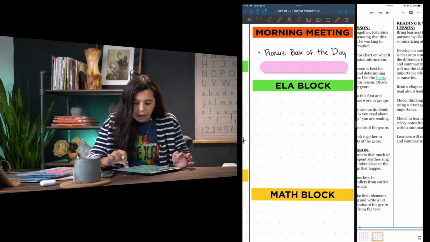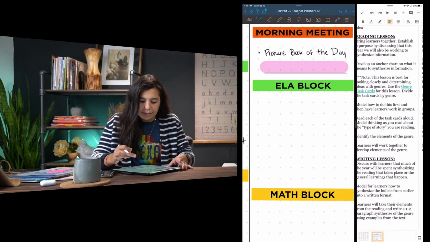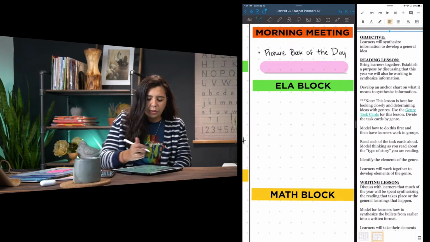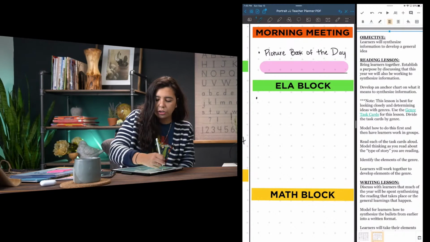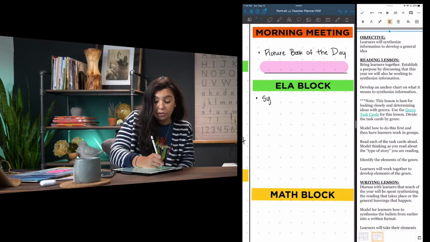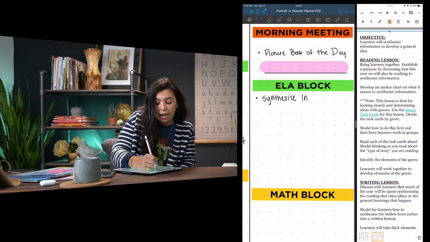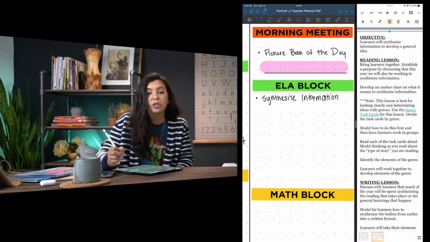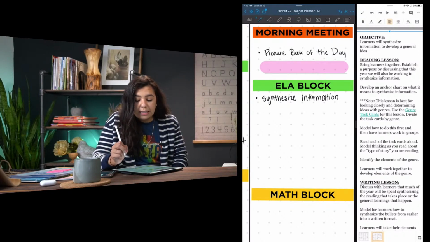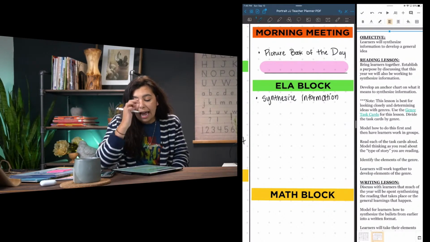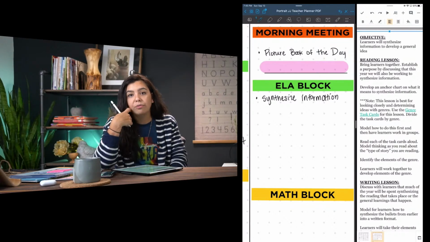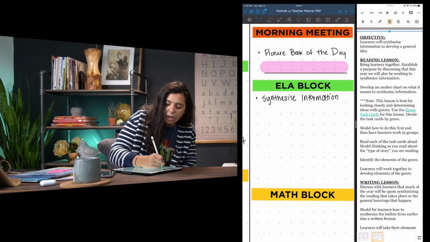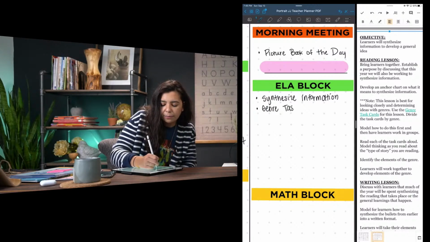So this Friday, I will then do the synthesizing information. And this is really important, especially as they get closer to 6th grade. They're going to have to synthesize information big time. And one of the ways that I like to teach synthesizing information is with genres. So this day, they're actually not going to have a picture book that we're going to be reading. Instead, we're going to talk about some genre cards that they have worked on in the past.